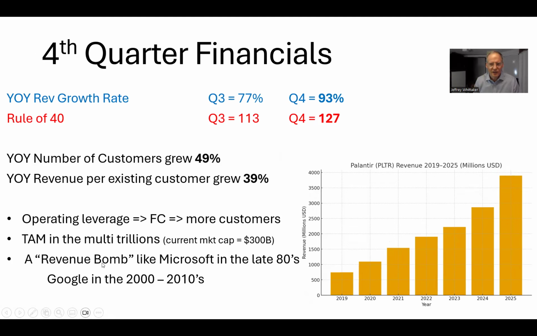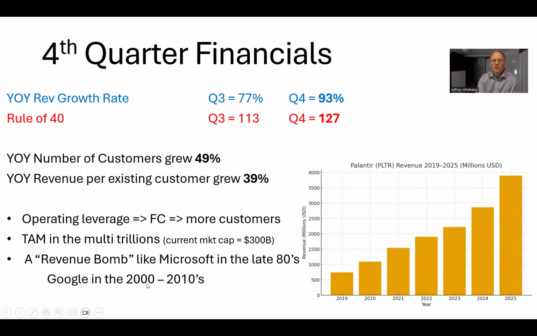I am starting to think that this company looks a lot like Microsoft in the late 1980s. Back then, some people were referring to the situation that Microsoft was in as almost like a revenue bomb, where the growth was just exploding. Both being software companies, and both in a sense adding another layer on top of the software stack, there are a lot of similarities.